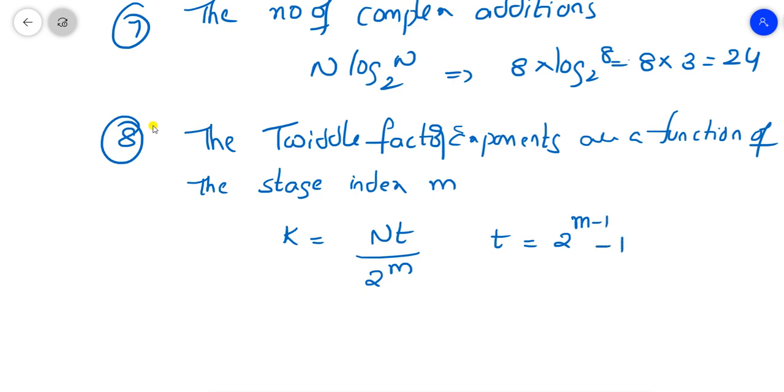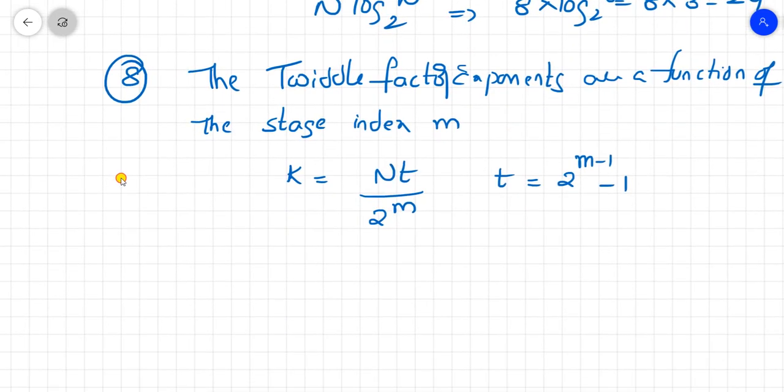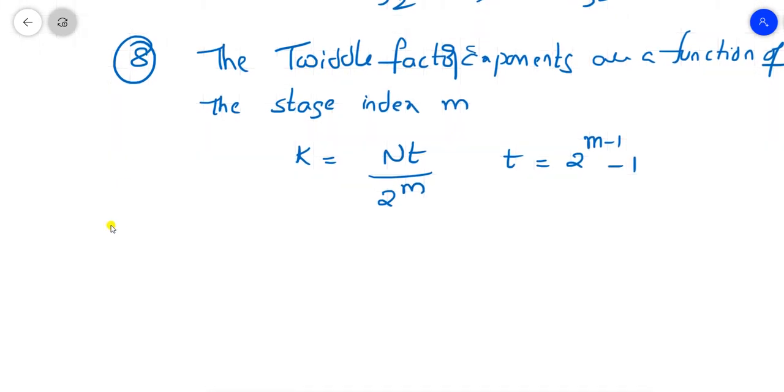Okay, so this step is most important. Observe clearly. The t value is very important to determine the twiddle factor. The t value includes 0, 1, 2, 3 and so on up to 2^(m-1) - 1. Now we need to determine the twiddle factor k for each and every stage.